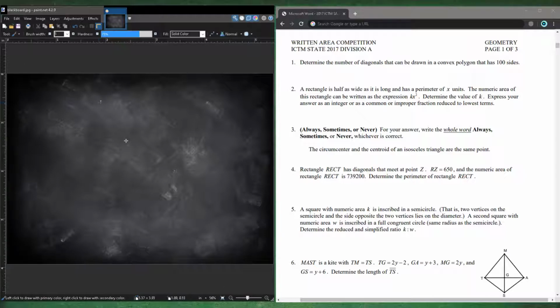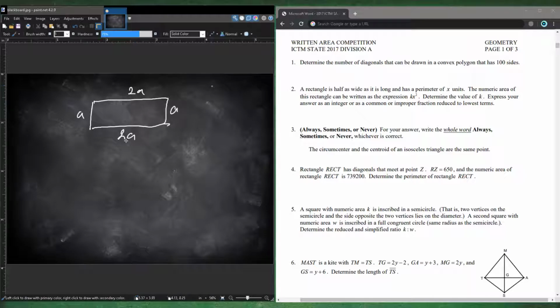Number 2, a rectangle is half as wide as long and has a perimeter of x. The numerical area of this rectangle can be written as the expression kx squared. Determine the value of k. Express your answer as an integer or common improper fraction. So let's kind of draw it. They said that the rectangle is half as wide as it is long. So if its length is 2a, then its width is a.